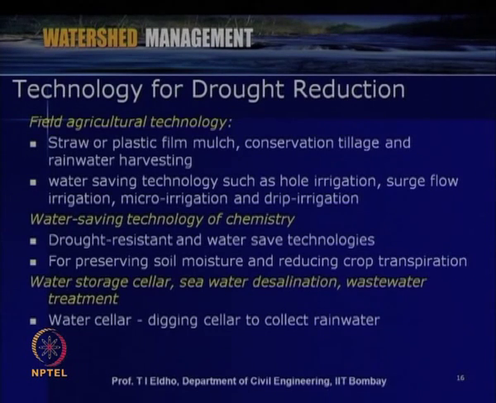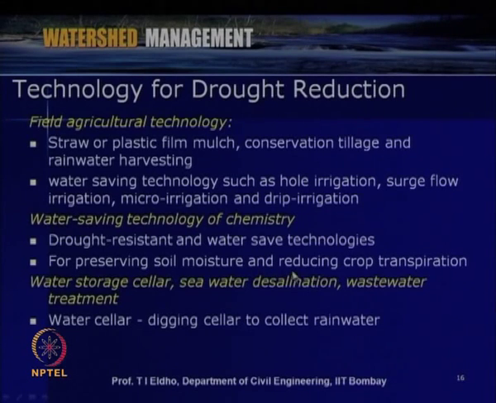So that way this field agriculture technologies helps very much to deal with the drought, so that we can reduce the effects of droughts. Then water saving technology, say like drought resistant and water saving technologies, we can even have the crops which can resist the droughts to certain extent and save the water.